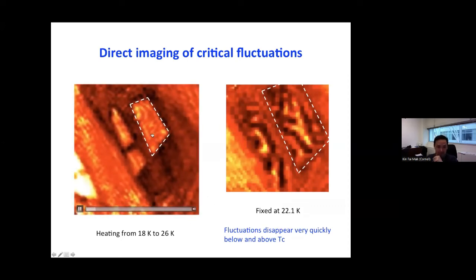And so this is the magnetization image when we heat the sample from 18K to 26K; the critical point is near 22K. And I also play the video near the critical point. You can see lots of spontaneous fluctuation. We're not doing anything here, it's all spontaneous, the magnetization fluctuation inside the sample.